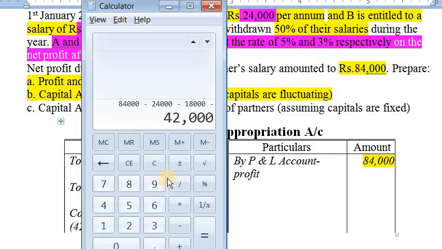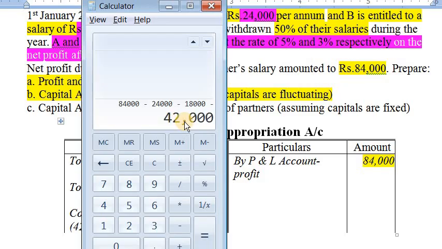What is the net profit after salary? 42,000. Net profit before salary was 84,000 and we have distributed 24 and 18. Means we have given salaries to 2 partners and the balance available is 42,000. On this 42,000, 5% commission is given to A and 3% commission is given to B, and whatever is left will be divided in equal proportion. They are equal partners.